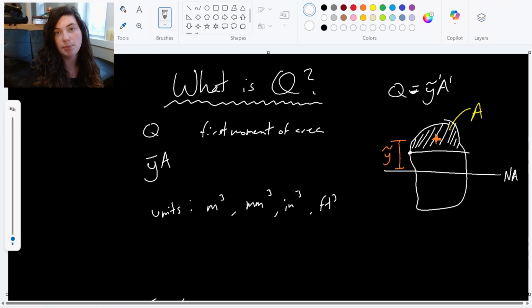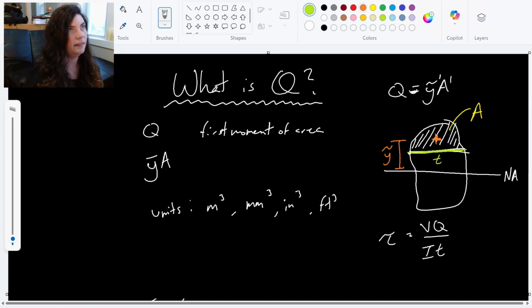But it's going to get plugged into our shear stress equation. So for us, this is where we care about it. Shear times Q over moment of inertia times the thickness. Again, that thickness is this width right here. So this length would be t, and V is the shear force. V is the shear force on this cross-sectional area.